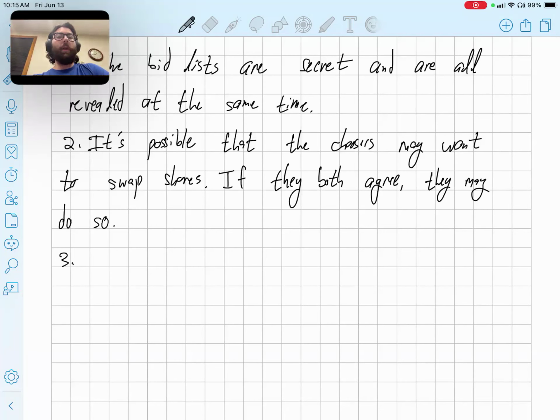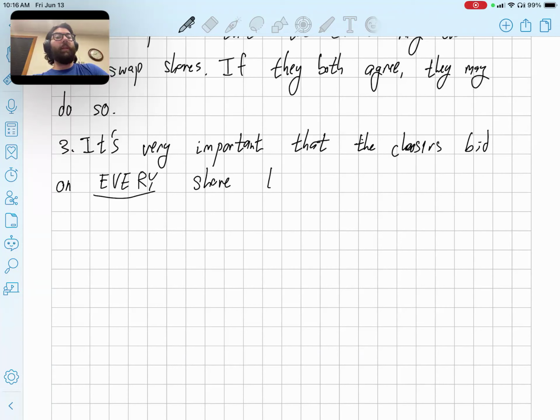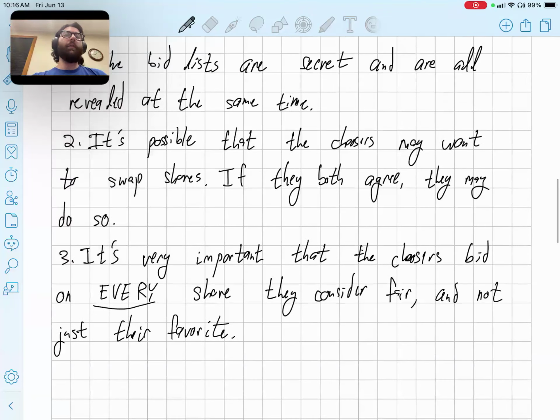And finally, like I said before, it's very important that the choosers bid on every share they consider fair and not just their favorite. This can actually backfire, as we'll see in a future video.